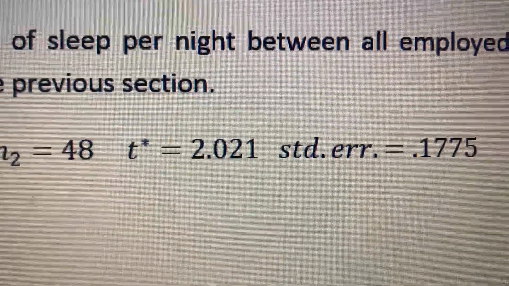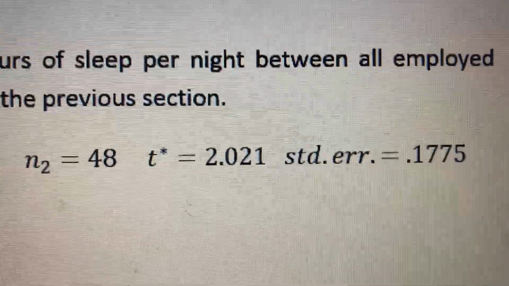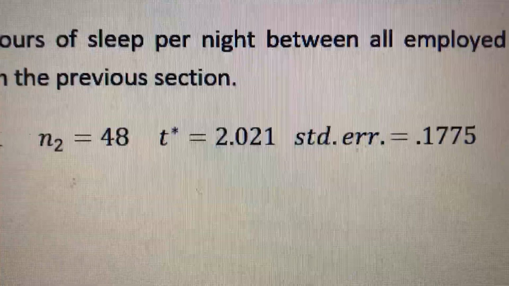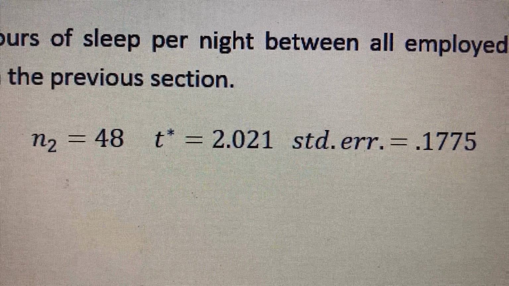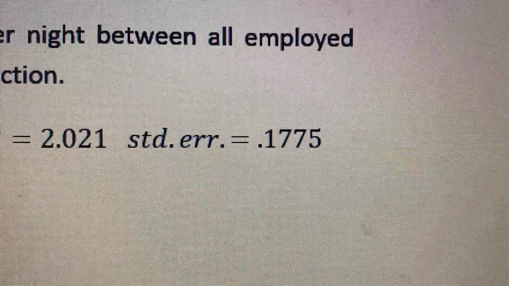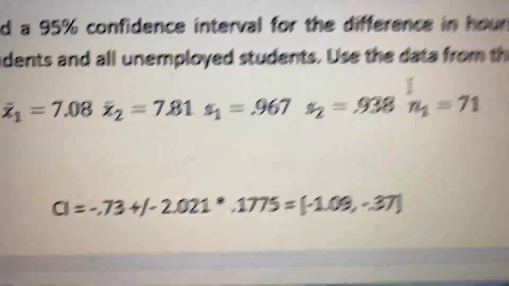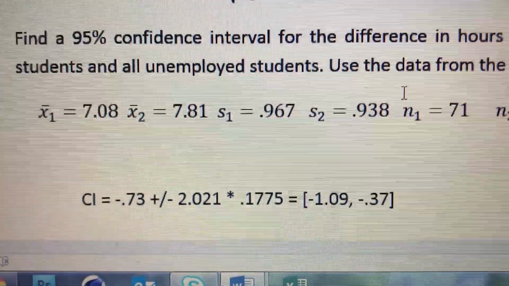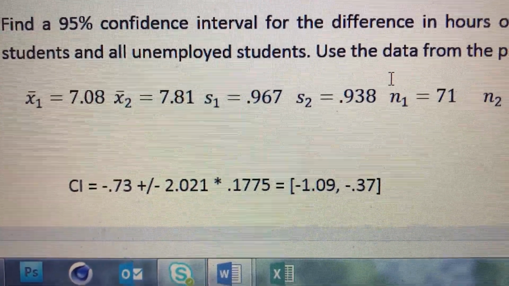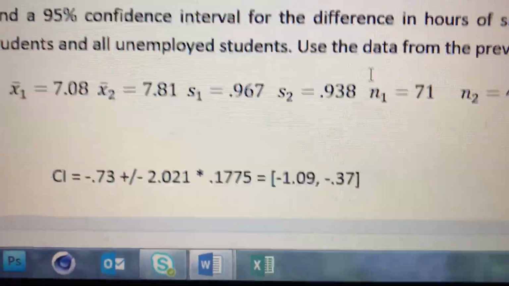Our t-star multiplier for a 95% confidence interval using 47 degrees of freedom is 2.021. Our standard error is the same as what it was up above, 0.1775. We plug all this in, and our confidence interval goes from negative 1.09 hours to negative 0.37 hours.